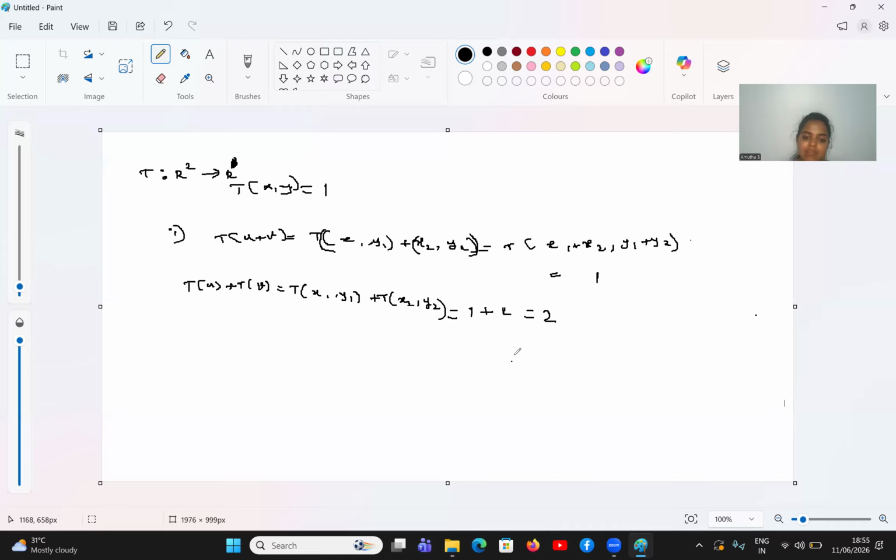In the left hand side, we got 1. But in the right hand side, we have got 2. So that means 1 is not equal to 2. So this map T is not linear. Can you understand? Like this, we can conclude.